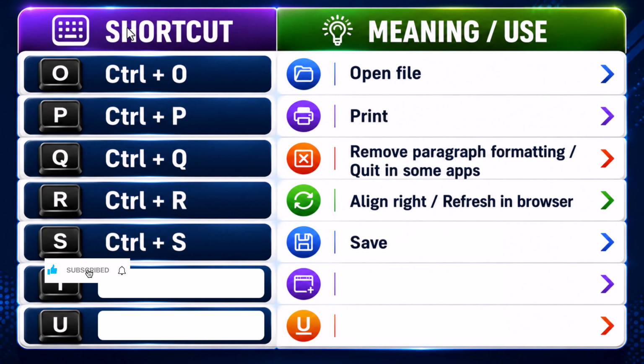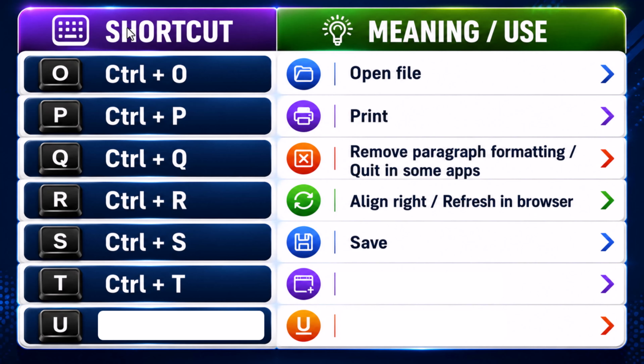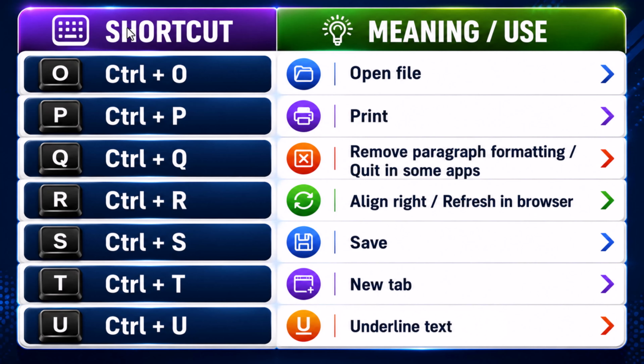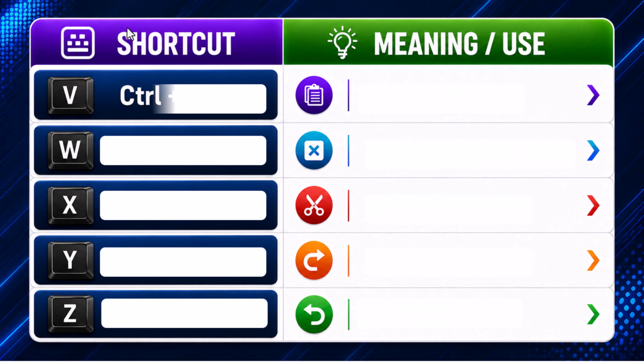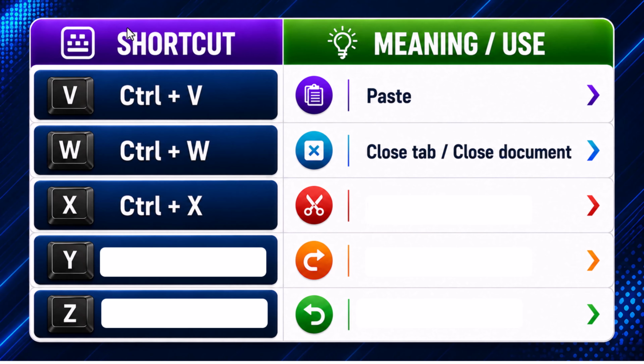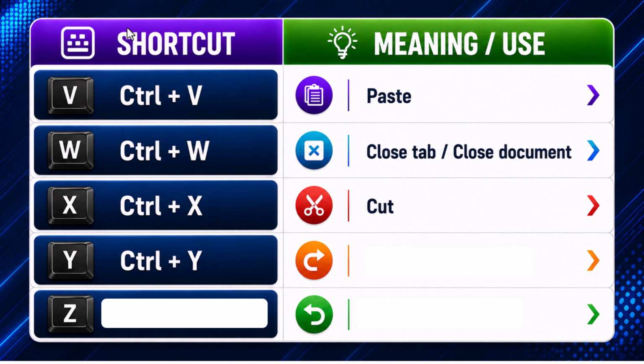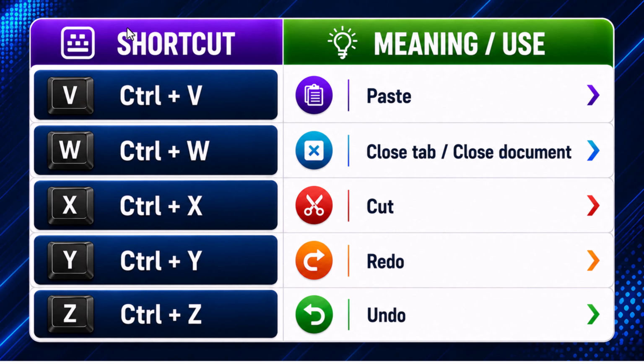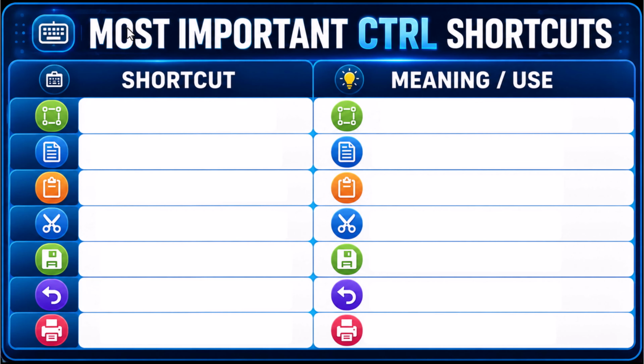Ctrl S, save. Ctrl T, new tab. Ctrl U, underline text. Ctrl V, paste. Ctrl W, close tab or close document. Ctrl X, cut. Ctrl Y, redo. Ctrl Z, undo. Now it's time to tell you most important control shortcuts you should remember.